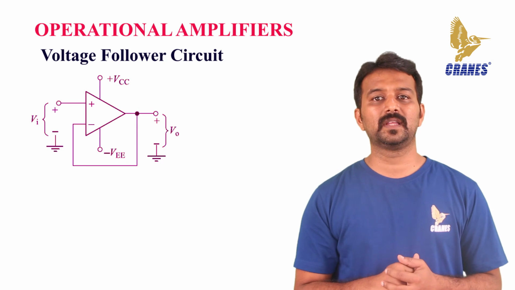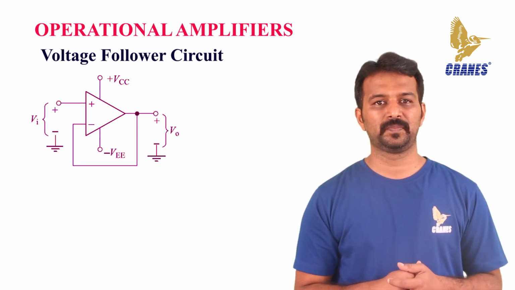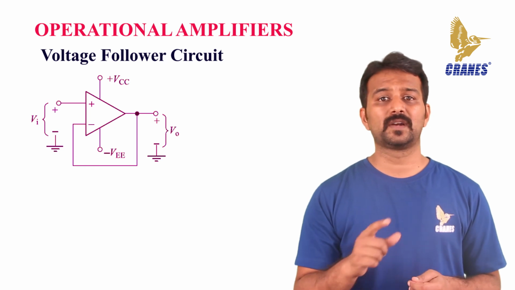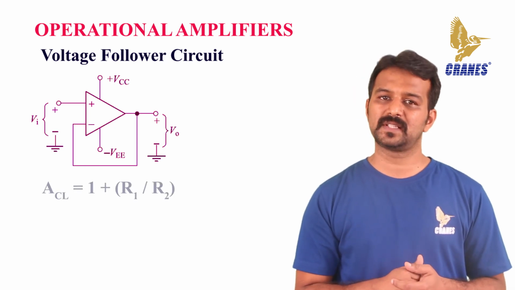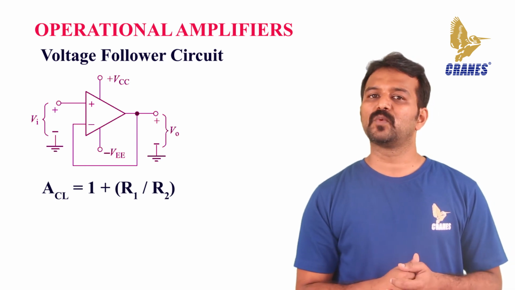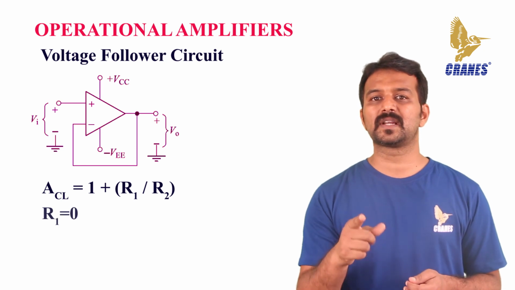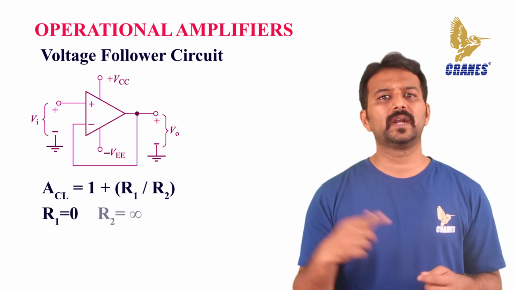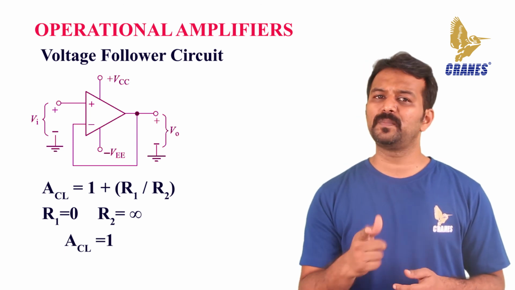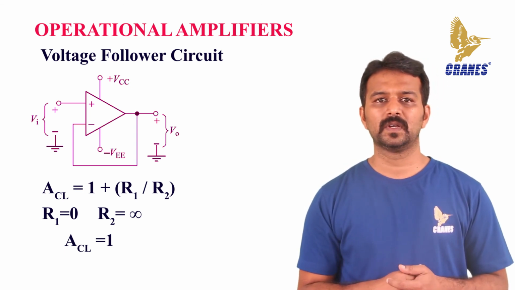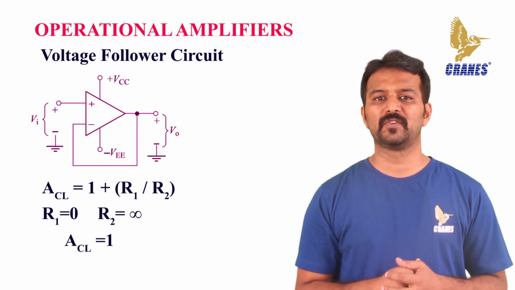It can be seen that the above configuration is the same as the non-inverting amplifier circuit, with an exception that there are no resistors being used. The gain of a non-inverting amplifier is given as ACL equal to 1 plus R1 by R2. In the voltage follower, the resistor R1 is equal to 0 and R2 is infinite. So the gain of the voltage follower will be equal to 1. A voltage follower is also commonly known as a unity gain buffer.